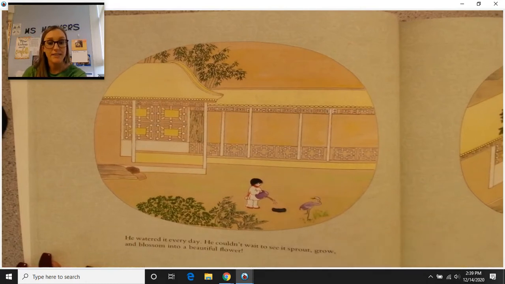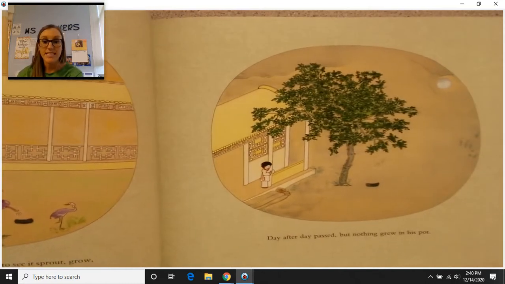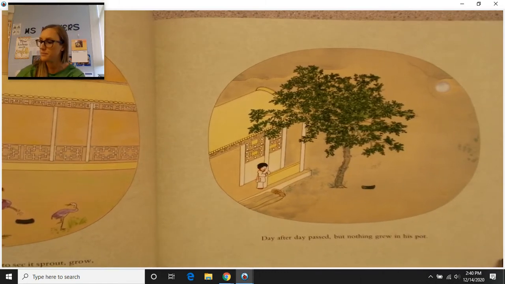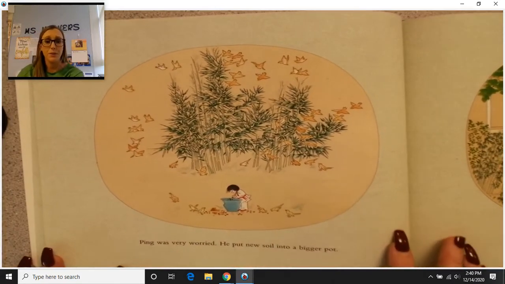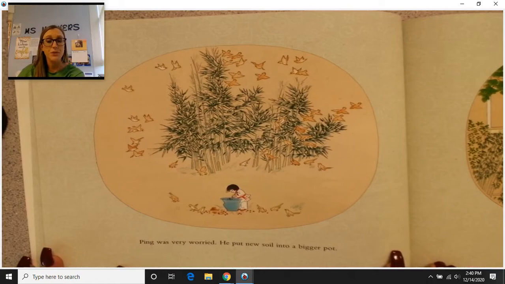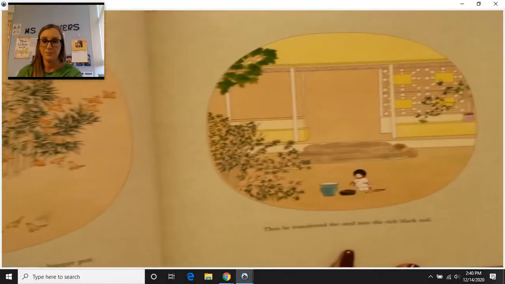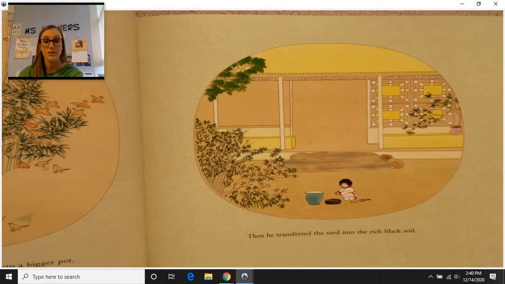He watered it every day. He couldn't wait to see it sprout, grow, and blossom into a beautiful flower. Day after day passed, but nothing grew in his pot. Ping was very worried. He put new soil into a bigger pot. Then he transferred the seed into the rich black soil.